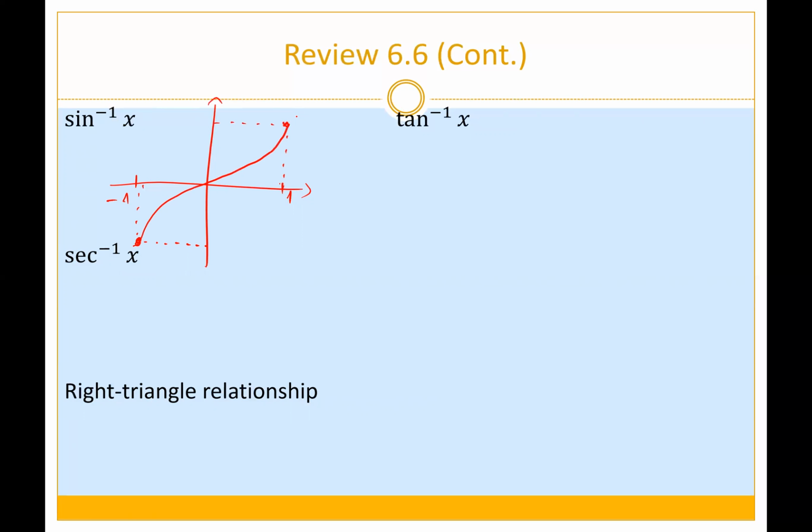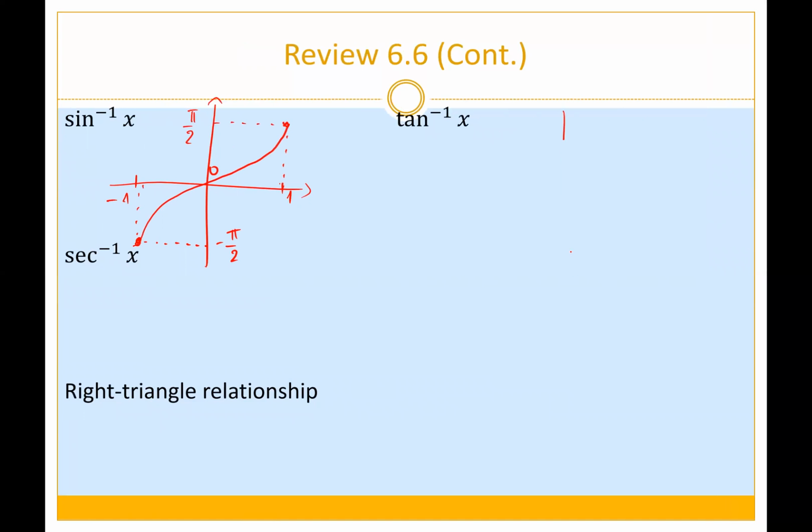Excuse me. And this one is going to be pi over 2. This one is negative pi over 2. This is 0. And that's the graph of sine. The graph of tangent is this. It's going to approach the horizontal asymptotes at negative pi over 2 and pi over 2. It's going to infinity.